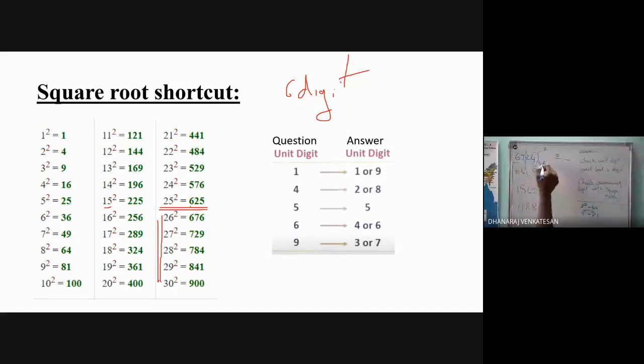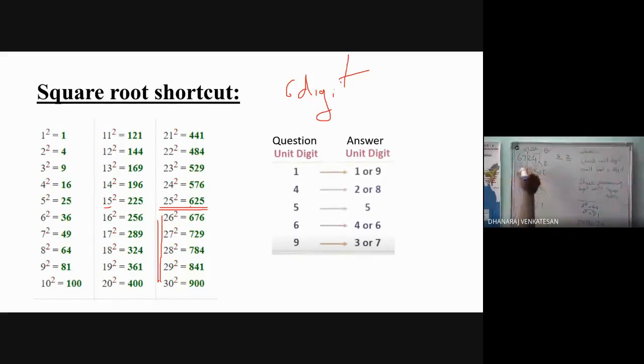Okay. Now I have to check whether it is 2 or 8. How will we check? 8 into 9, that is 8 into the successive number. 8 into 9 is equal to 72. 67 compared to 72, it is lesser. So take the lesser value.